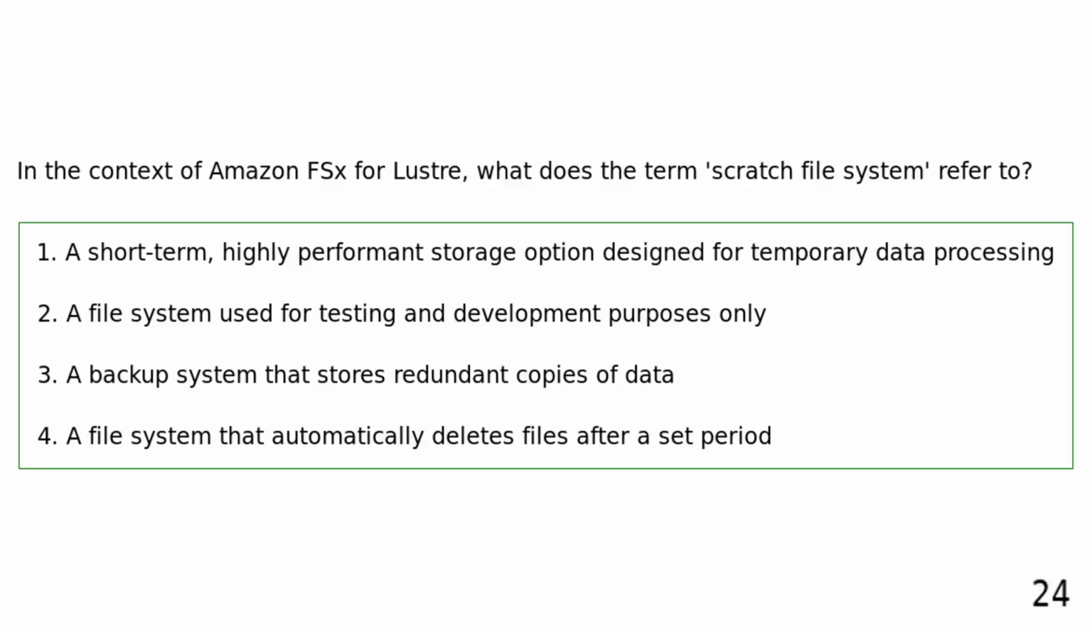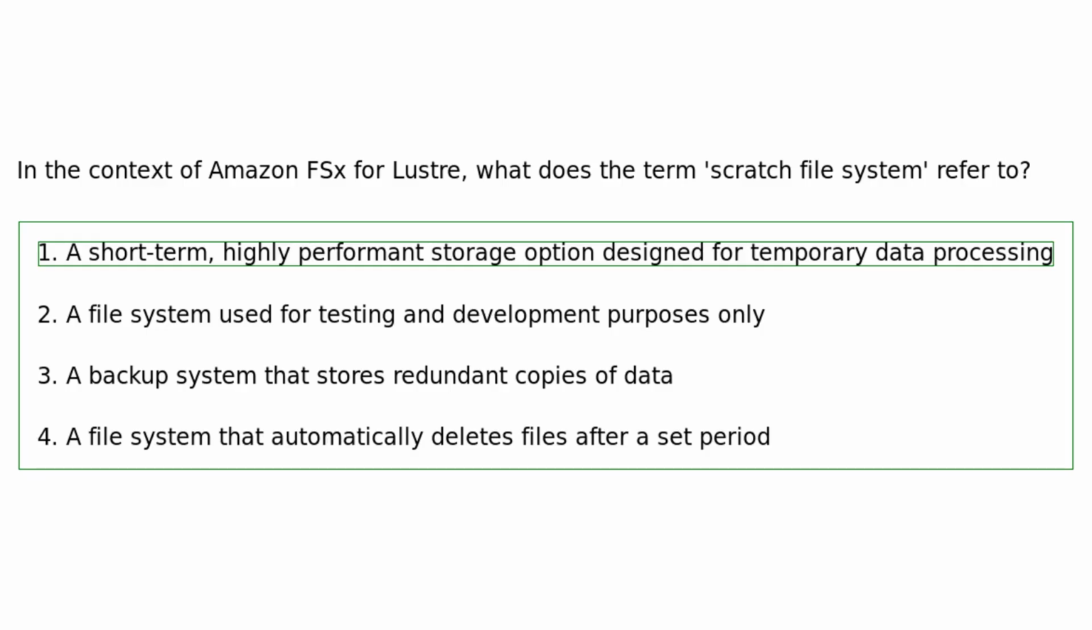In the context of Amazon FSx for Lustre, what does the term scratch file system refer to? A short-term, highly performant storage option designed for temporary data processing. A file system used for testing and development purposes only. A backup system that stores redundant copies of data. A file system that automatically deletes files after a set period. A scratch file system in FSx for Lustre is a short-term, high-performance file system designed for temporary data processing and is not intended for long-term data storage.